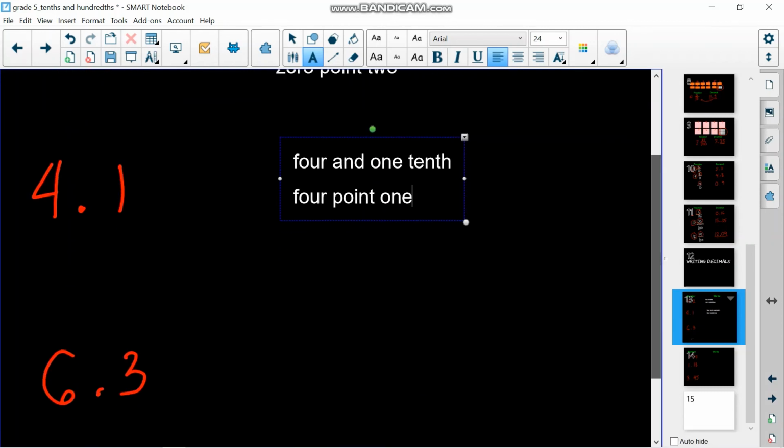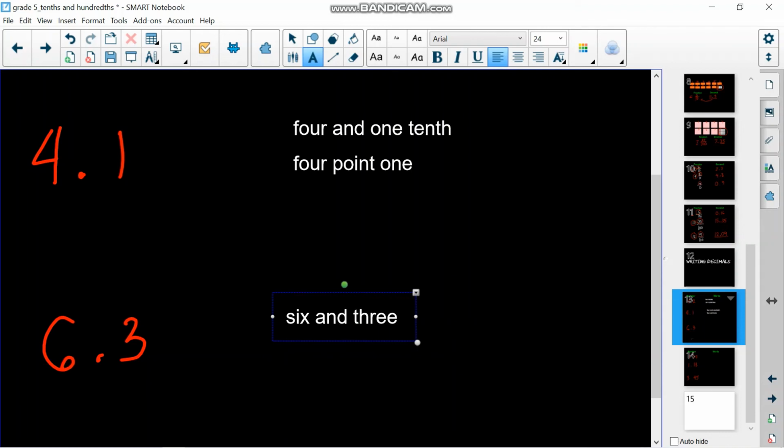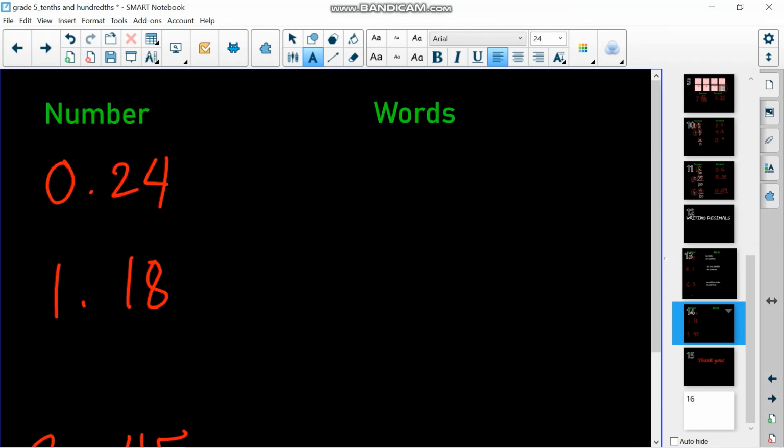Let's have the next example. We have 6 and 3/10. Again, you can write it like a fraction. How you say the fraction, you can write it the same way in words. So we have 6 and 3/10. Or we can also write it in decimal like 6.3.